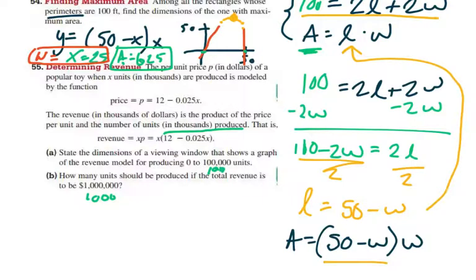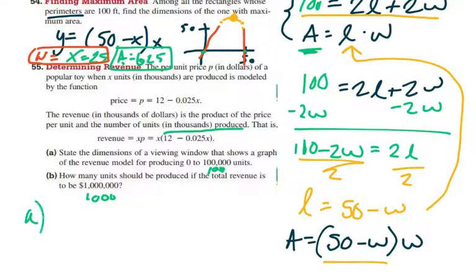So reading through this problem in number 55, the per unit price, P in dollars, of a popular toy when x units in thousands are produced is modeled by the function. And so our price here is given as 12 minus 0.025x. The revenue is actually the price times the amount of product that you make, right? So in that case, x times P, or x times our price equation. And so the first thing they want you to do is state the dimension of a viewing window that shows a graph of the revenue model for producing 0 to 100 units.